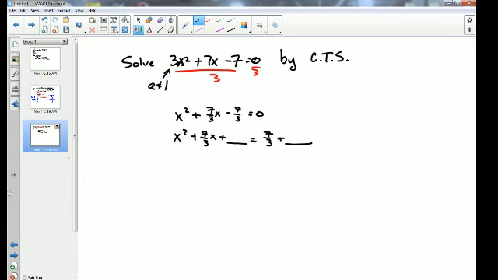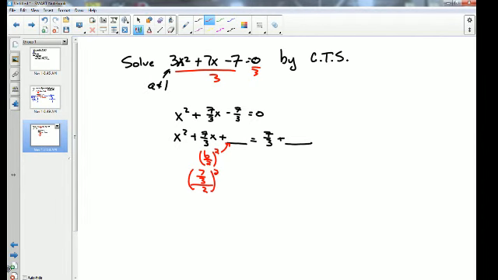What goes in the blank spot? B. Okay, now in this case, it's easier to work in fractions here. It's 7 over 3, right? That's the b value. Over 2 squared.